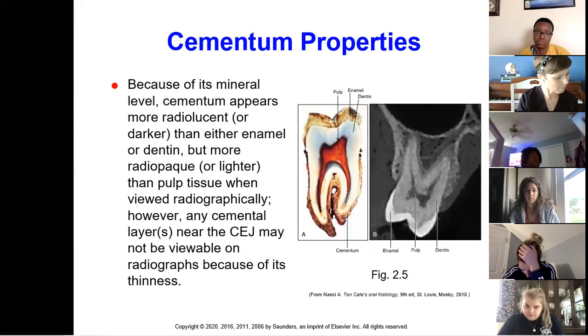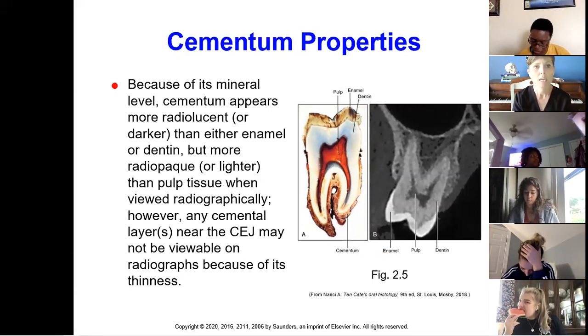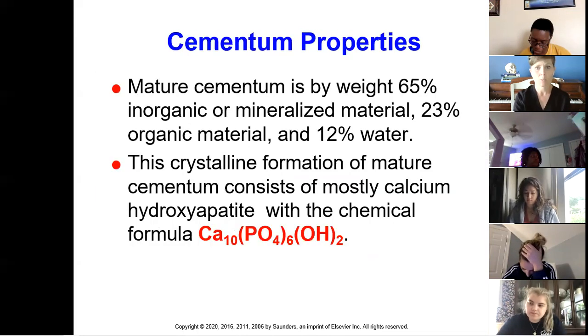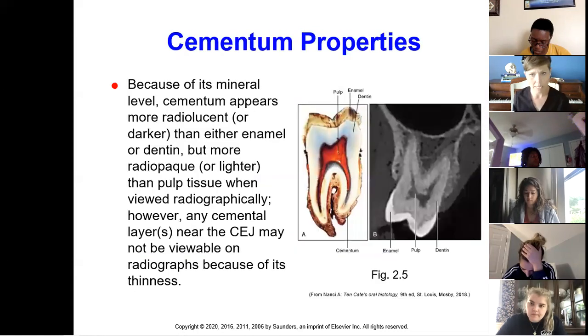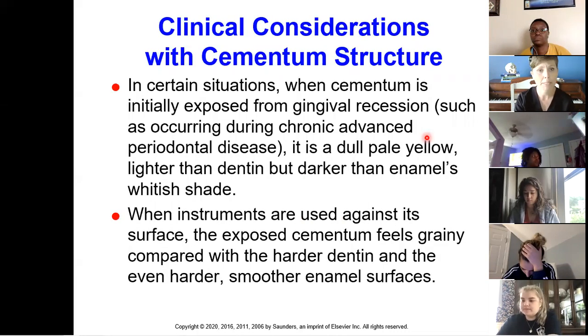All right. So more of the properties. Because of the mineral level, and what did we say the mineral level was, 65%, and what is enamel? Enamel is like 96%, or 92%. So you can see from this image right here that the cementum appears to be more radiolucent than our enamel, which is very radiopaque. So that's a good point to make about properties there.